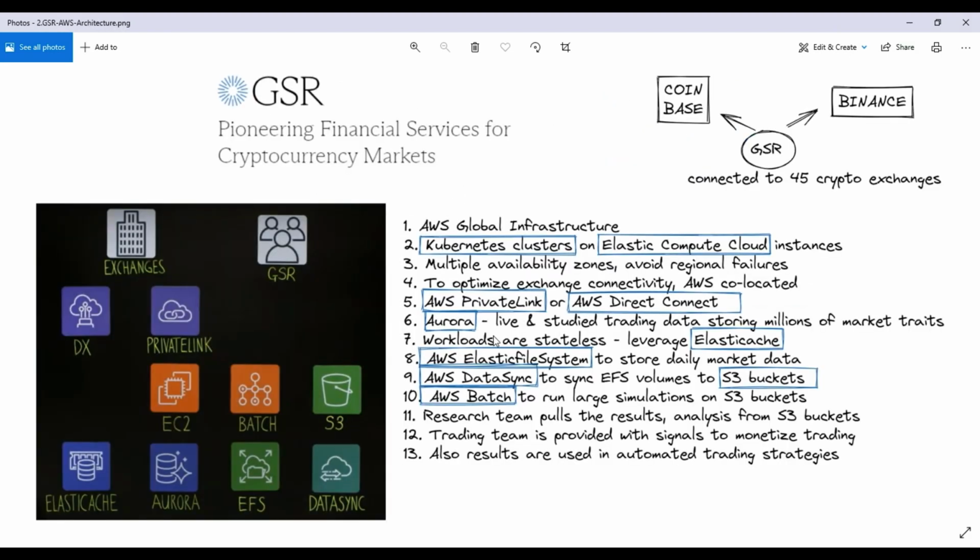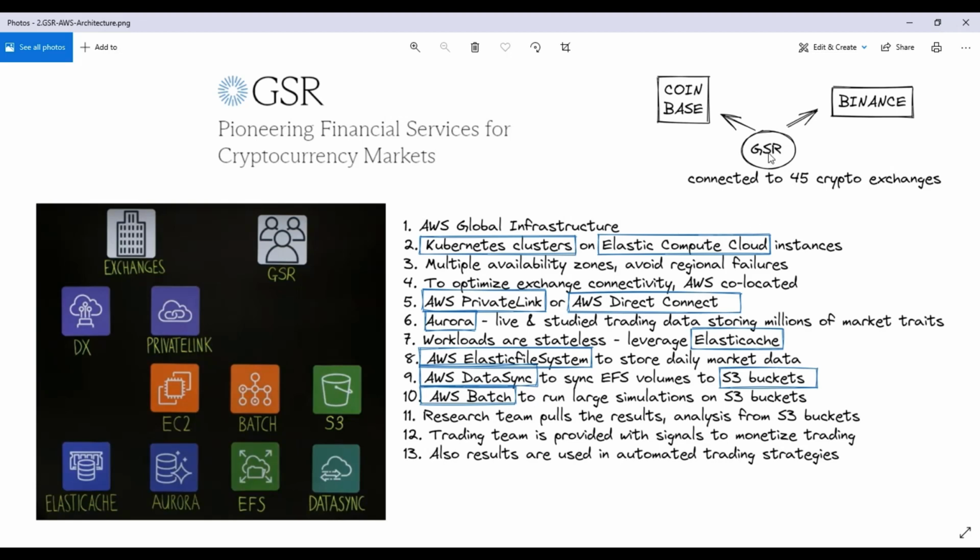Now let's move on to the AWS architecture of GSR. It primarily relies on Kubernetes clusters, which are created by the DevOps team on top of EC2 instances. The most important thing is they are placed in multiple availability zones, so that if any region goes down for whatever failure, the other region is already up and running, so that the platform is always up and running and there is high availability for its customers.